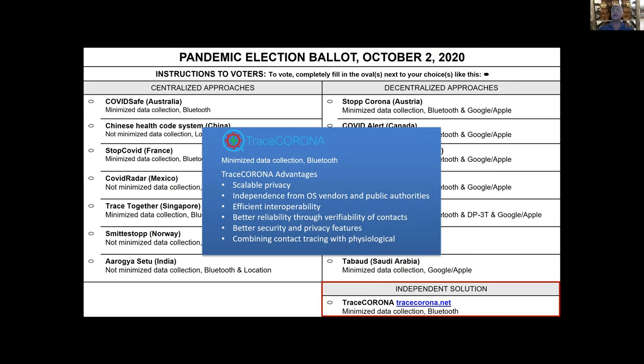And some of the design principles that we were actually looking at: we were not looking at promoting a system for being deployed, because that puts a lot of pressure on a university to be responsible for such a thing. We were talking about the challenges, like scalable privacy, like independence from OS vendors, like efficient interoperability. Camilla talked about that a bit. Like better reliability. For example, if you have contact with an infected person, how can you prove that after the fact? Better security and privacy than GAP. This is the Google and Apple approach. And also combining contact tracing with physiological data. That is very important because they deliver also some other information about the health status of a person.